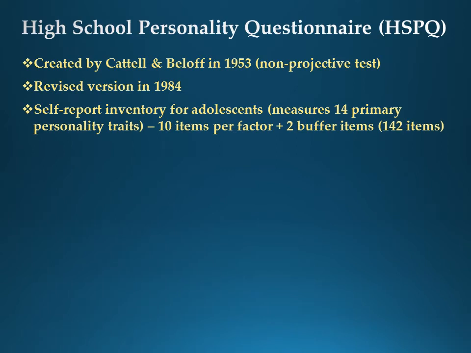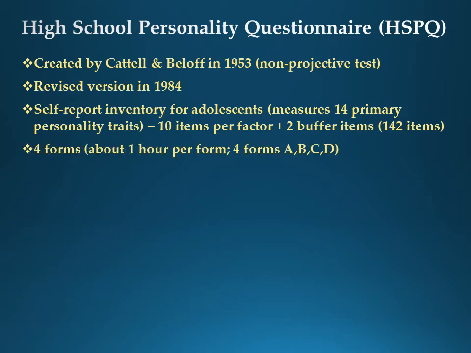for adolescents, which measures again 14 primary traits, the same traits that we saw in the CPQ, sort of the same traits. And there are 10 items per factor, so again 140 items, and there are 2 buffer items which are not scored. So in total, there are 142 items. And the revised version is the 1984 version, but originally it came out in 1953. The 1984 version is called the HSPQR, which is the revised version.